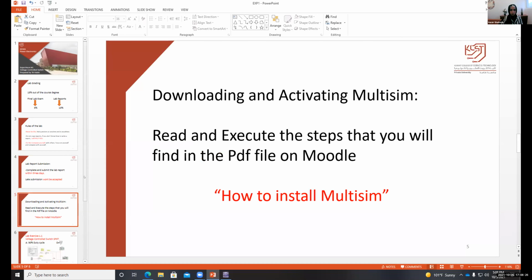Regarding the software that we will be using this semester in this lab, it is offline Multisim. We will not use the online version at all because there are components in the offline version that are not available in the online version. So you need to install the offline version, and I will go with you on the steps on how to install it. So let's go to Moodle.